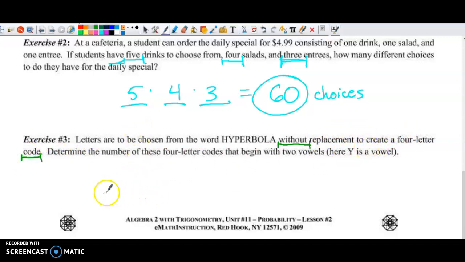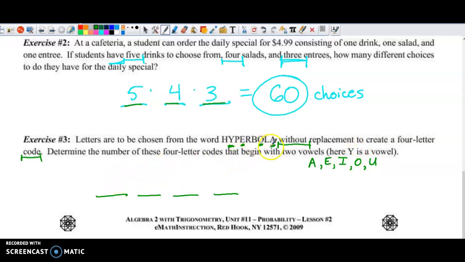So I think what I would do is put down 4 of my blanks. This is just a visual for me. I don't know if it's even helpful for students, but that's what works for me. We want a 4-letter code. So determine the number of these 4-letter codes that begin with 2 vowels. So I'm assuming you know what vowels are. If you see a problem like this and you don't know what a vowel is, you could ask. A, E, I, O, and U, and Y is also a vowel in this problem. So there's 1, 2, 3, 4 vowels.